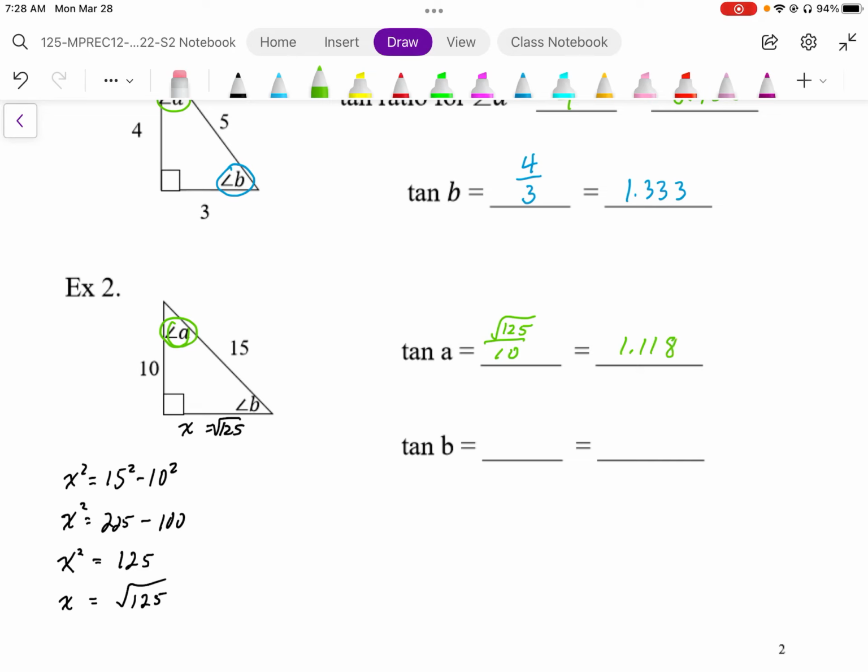If we take a look at angle B, from the angle B perspective, the opposite side now is the vertical side. So 10 over, the adjacent side now is square root 125. And so if we take the reciprocal, we end up with 0.8944. So I'm going to round that to 0.894. And again, as a one number ratio, that's a number being compared to 1. What we're saying is that the opposite side is about 89% the length of the adjacent side.